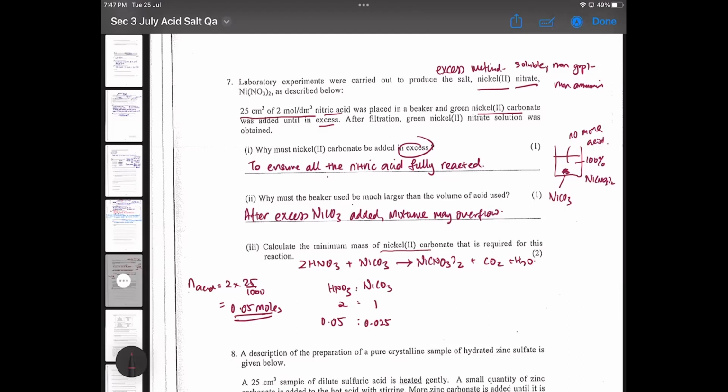So 0.025 moles of the nickel carbonate is required. So the mass we have will be the moles multiplied by the MR of nickel carbonate, 0.025 multiplied by the MR. Nickel is 59, I think. I think it's 59.